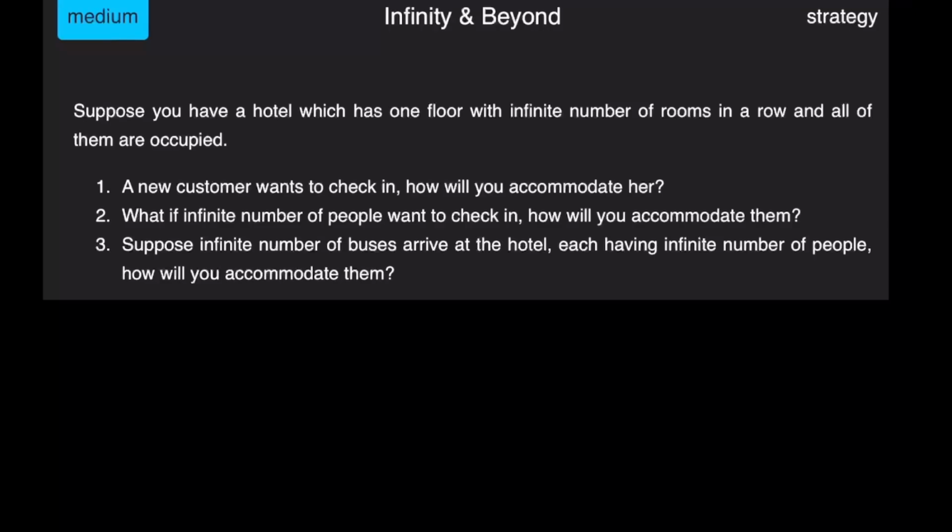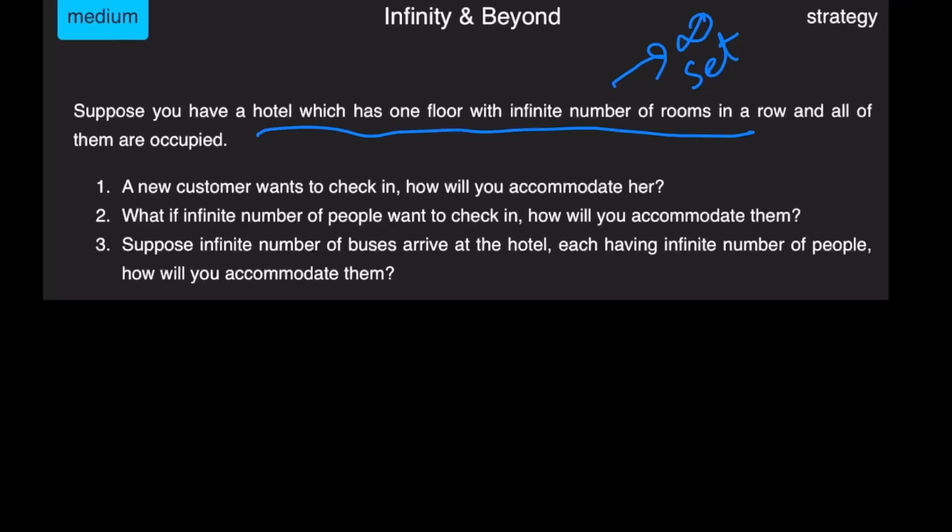So in each of the three problems, we have been given a hotel which has one floor with infinite number of rooms. This basically means that we have an infinite set, right? And this set is, by the way, countable. Now, what do we mean by countable? Countable sets are basically sets that you could count on your fingers. So like one, two, three, four, and so on. So this is a set of all the natural numbers. This set of natural numbers goes on to infinity, but it is still countable, right?